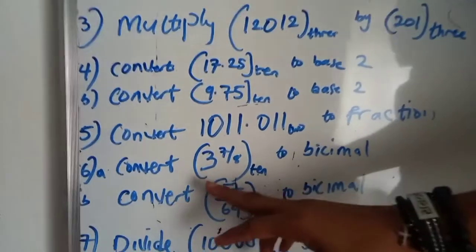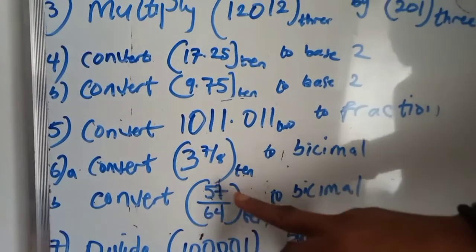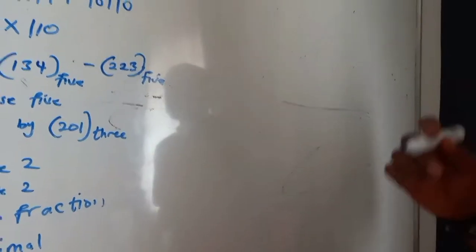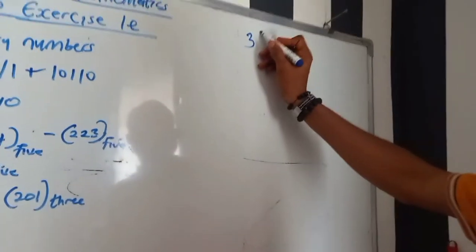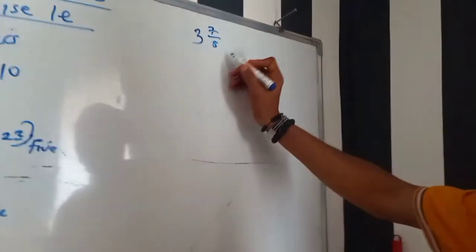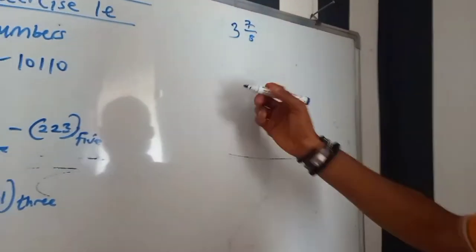Okay, we go to number 6a now. In number 6a, let's convert 3 whole number 7 over 8 base 10 to binary. We have two methods of solving this, but I'm going to give you the easiest way of doing it. So we have 3 whole number 7 over 8. We should convert in base 10 to what? To binary. So what do I do now? I should apply my normal conversion method.